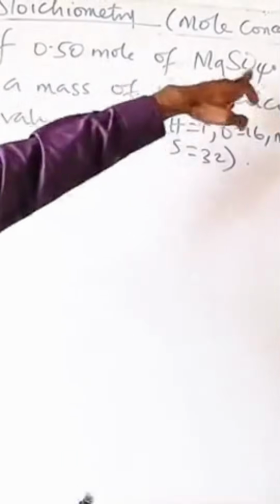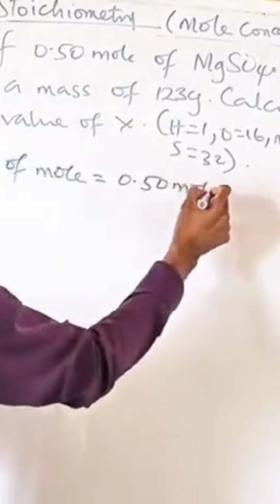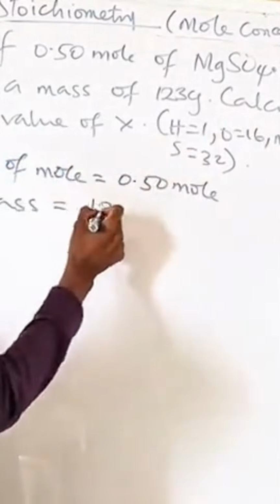Here is a question: 0.5 mole of magnesium sulfate with X amount of water of crystallization has a mass of 123 grams. Calculate the value of X. So what are you going to do in this situation? What are the parameters given? Number of mole is 0.50 mole. The mass of the substance is 123 grams. And they are asking us to calculate the value of X.